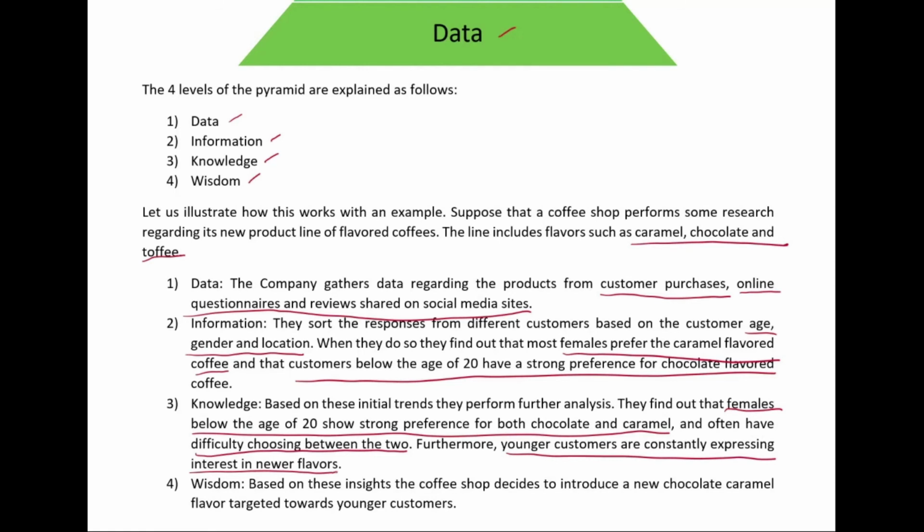So they use this knowledge and they make a good business decision. They decide to introduce a new chocolate caramel flavor targeted towards younger customers. What does this do? It helps the female customers below the age of 20 to not have to choose anymore. They don't have to choose between chocolate and caramel. They can have both. And younger customers who want a newer flavor are going to get a newer flavor, so they'll be interested in that as well. So using the initial data of their sales, they were able to make an informed business decision, which would hopefully result in improved profits for the company. So that's how the DIKW pyramid would work in practice.